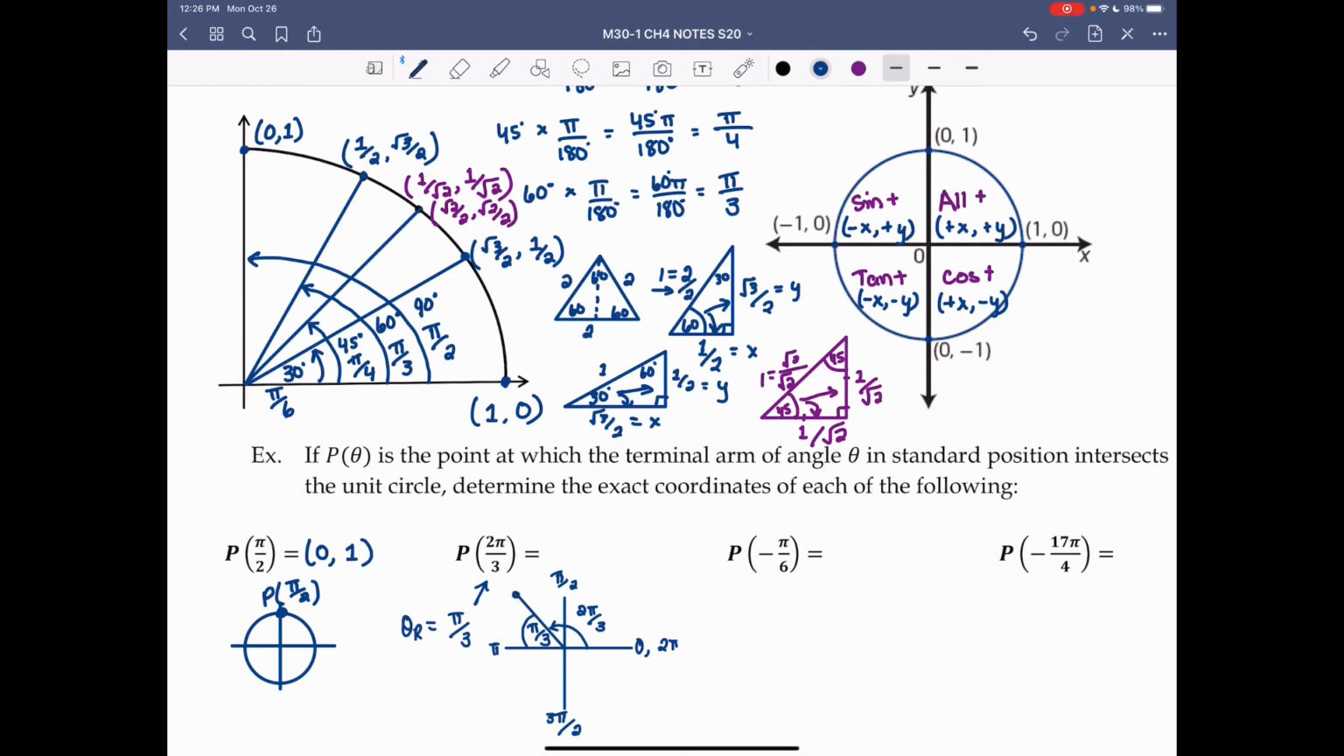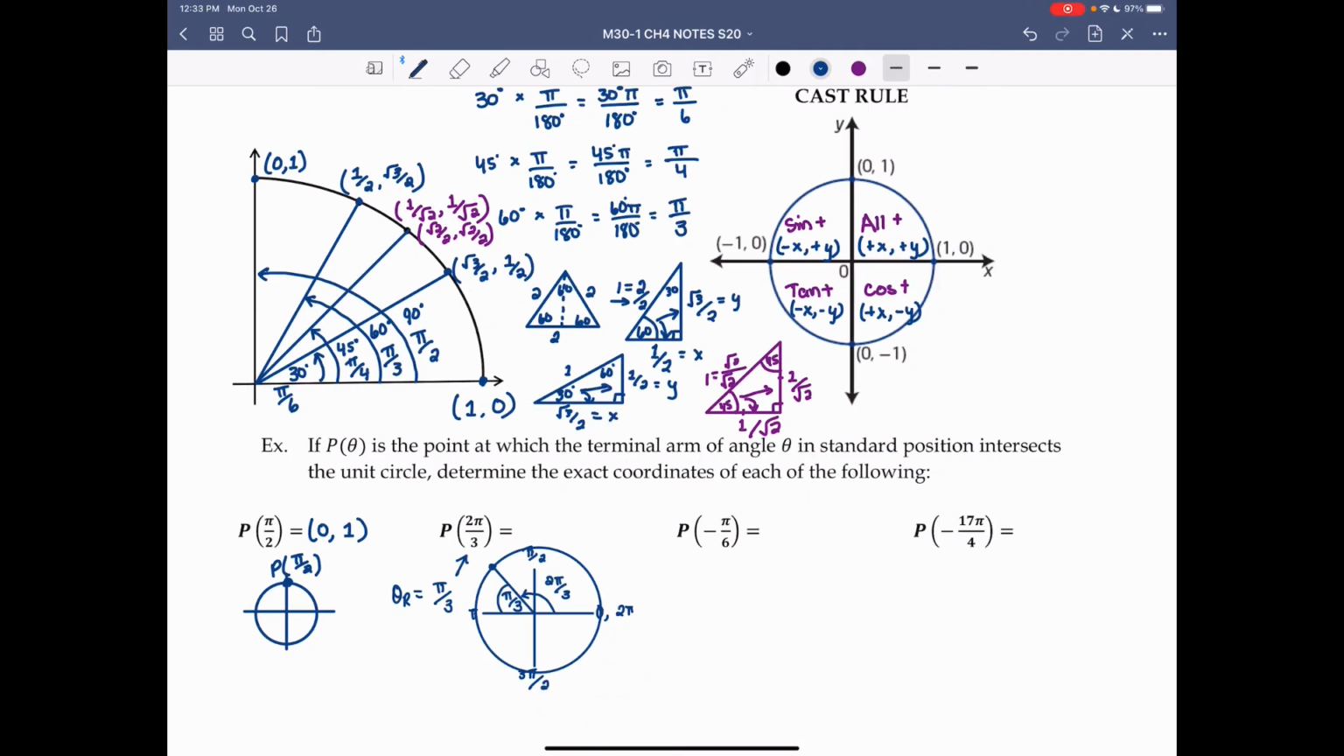Then the point that would intersect with the unit circle, so we have a reference angle of pi over 3 in quadrant 2, which means x is negative and y is positive. Then our point is, for reference angle of pi over 3, 1/2 and root 3/2. In this case it's negative 1/2 and positive root 3/2.